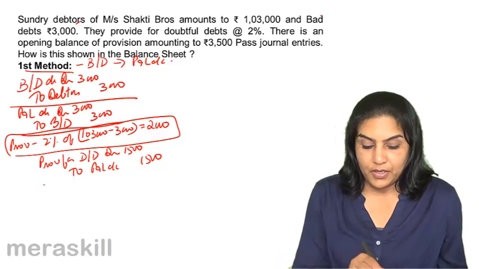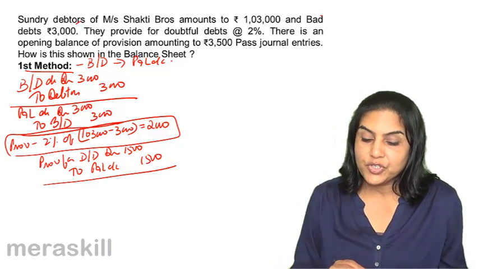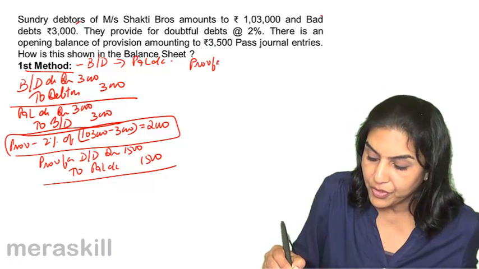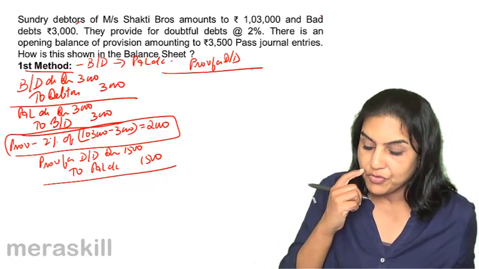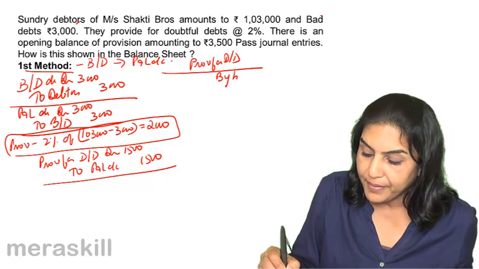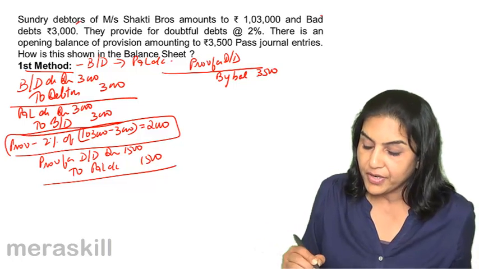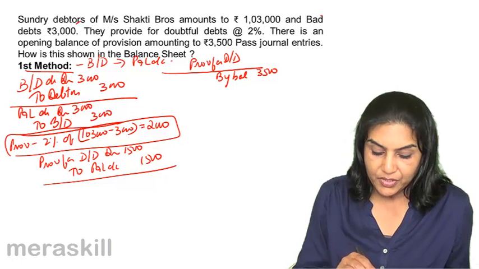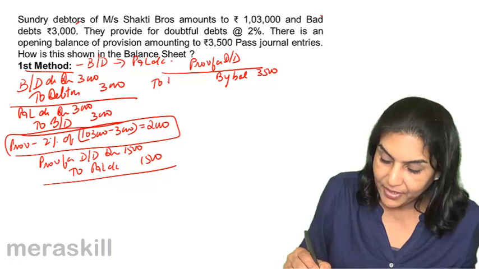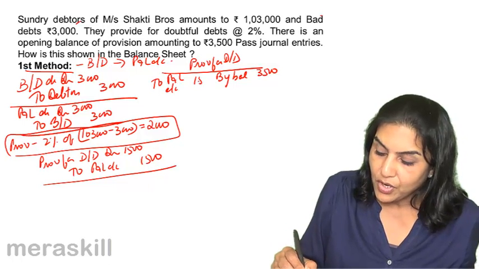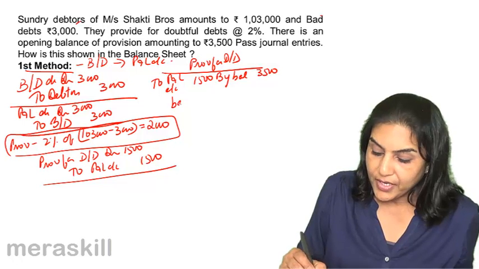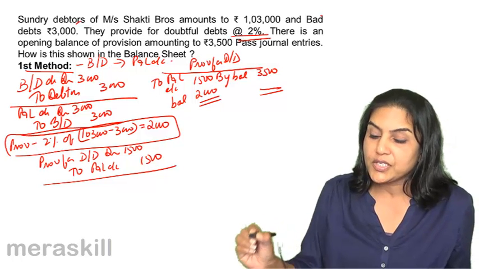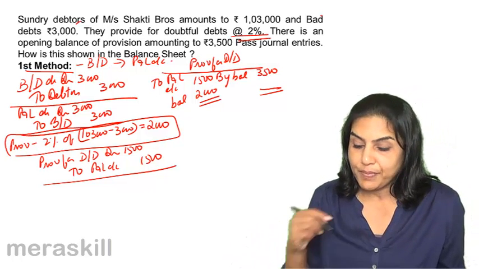How is this shown? One second, we will just prepare the provision for doubtful debts account in this case. Provision for doubtful debts, you have an opening balance of 3,500. We have said provision for doubtful debts account debit. We are writing back to profit and loss account 1,500 so that we have a credit balance carried down of 2,000, which is what was needed.